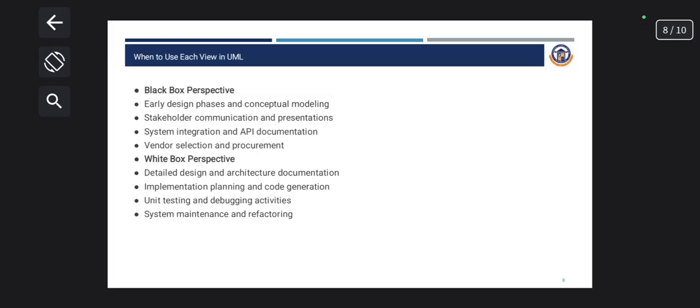The next one is the white box perspective. On the other hand, it is used for detailed design and architecture documentation. It is helpful for implementation planning, code generation, unit testing, and debugging. It's also important during system maintenance and refactoring, where understanding the internal structure and connections is essential. By choosing the right view at the right stage, we can communicate effectively and design systems efficiently. So this is known as when to use each view in UML.